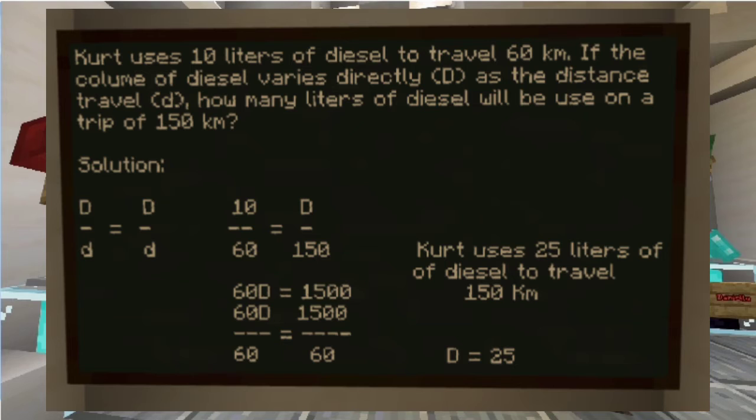Solution. Diesel over distance is equal to diesel over distance. 10 over 60 is equal to D, capital D, over 150.